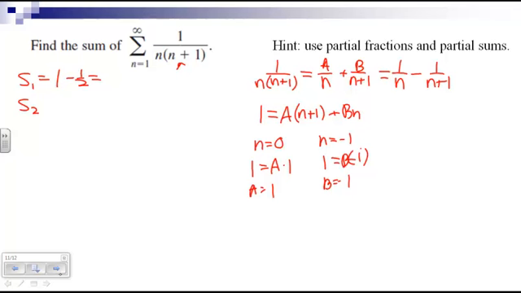Partial sum 2 is going to be the first partial sum, and then I'm going to add on to it the next term. So when n is 2, from that term I get 1 half, and from the next term I get 1 third. They have to cancel.